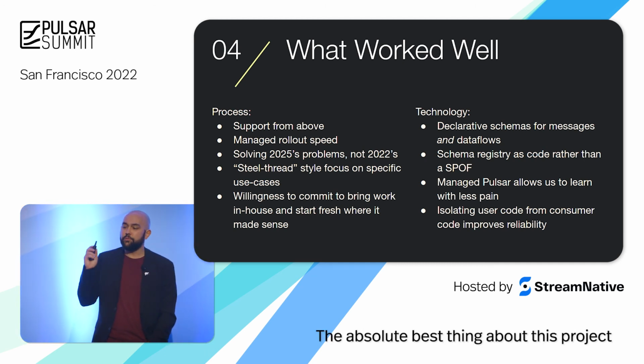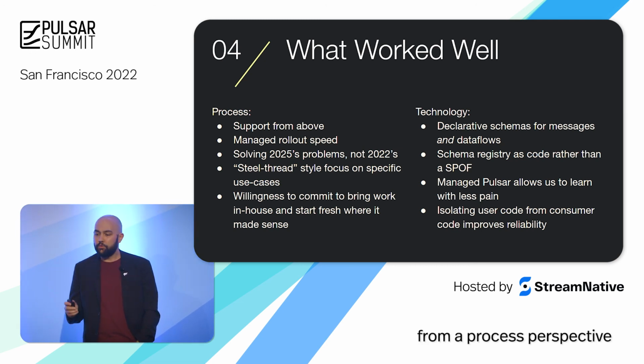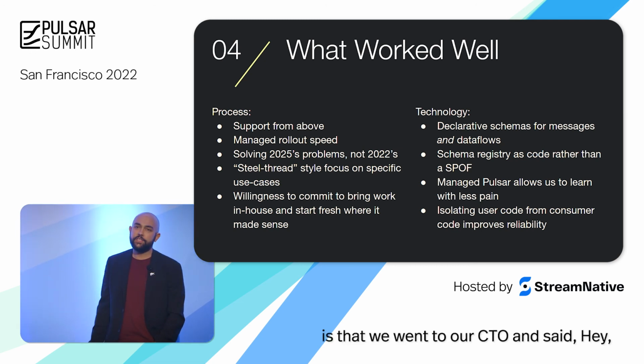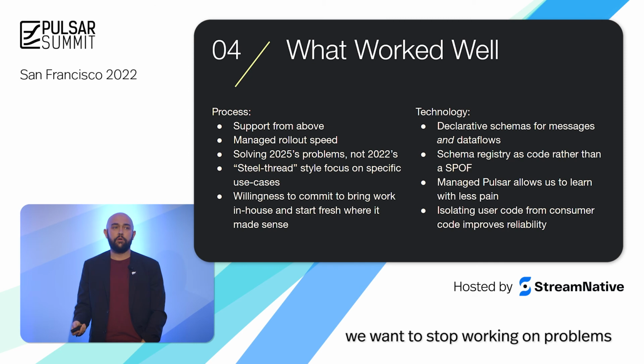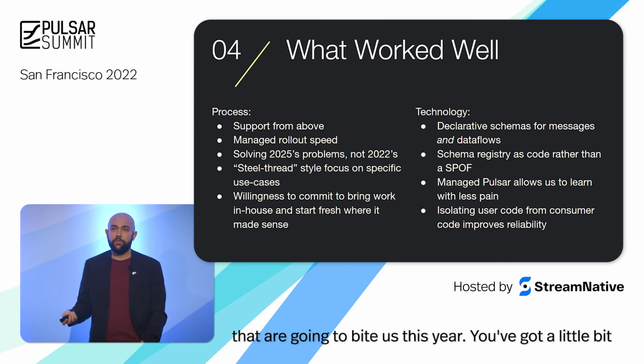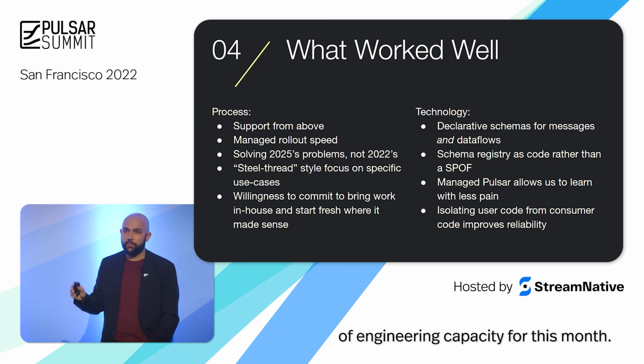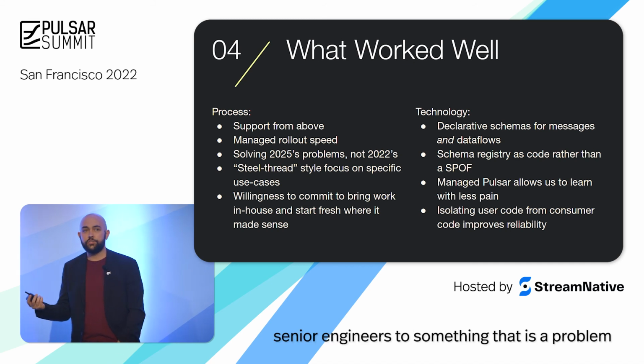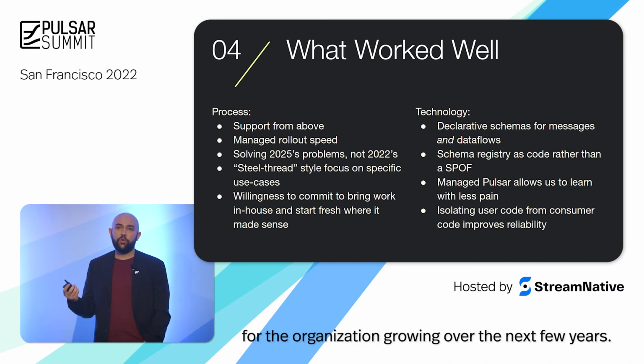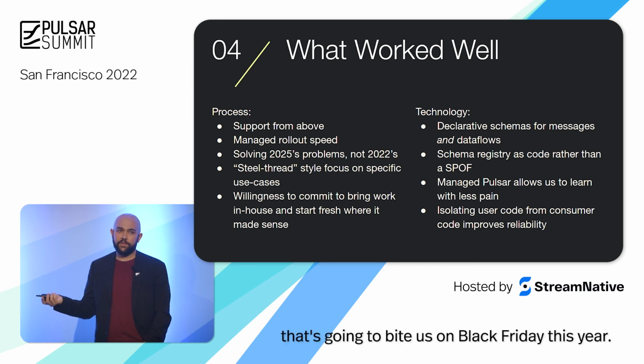The absolute best thing about this project, from a process perspective, is that we went to our CTO and said, hey, we want to stop working on problems that are going to bite us this year. You've got a little bit of engineering capacity for this month. We want to allocate some senior engineers to something that is a problem for the organization growing over the next few years, but it's not something that's going to bite us on Black Friday this year.